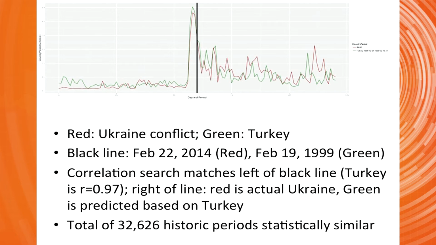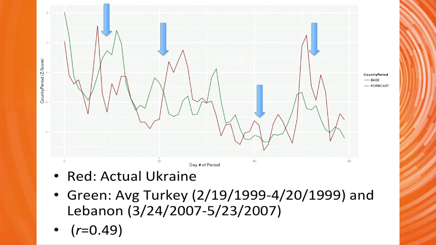I won't touch too much on this, but forecasting can be very interesting. This is a very simple example. We took Ukraine right before the president fled and made essentially a timeline of unrest. We looked across the last 30 years from every country for all the periods that are most similar, overlaid those, and then asked what happened after each of those periods in the past. Averaging those together, you get something that correlates at about 0.49. Red is what actually happened in Ukraine, green is what happened in Turkey in this period, and in Lebanon. Average those two together. It's not a perfect match, but you get some really interesting up-down behaviors here.